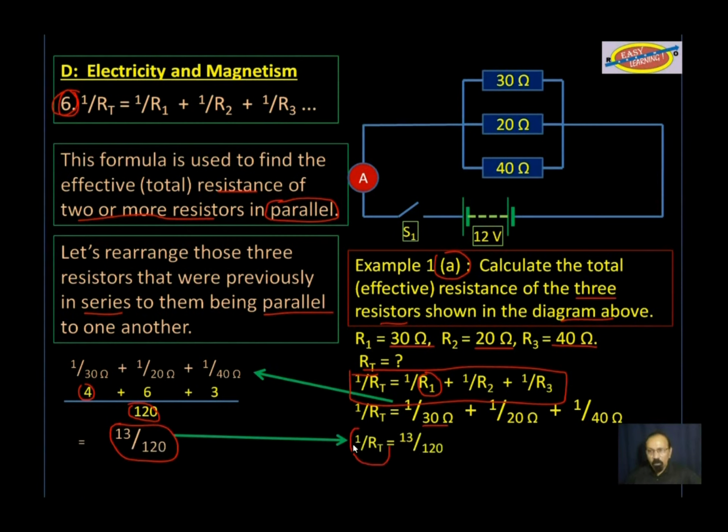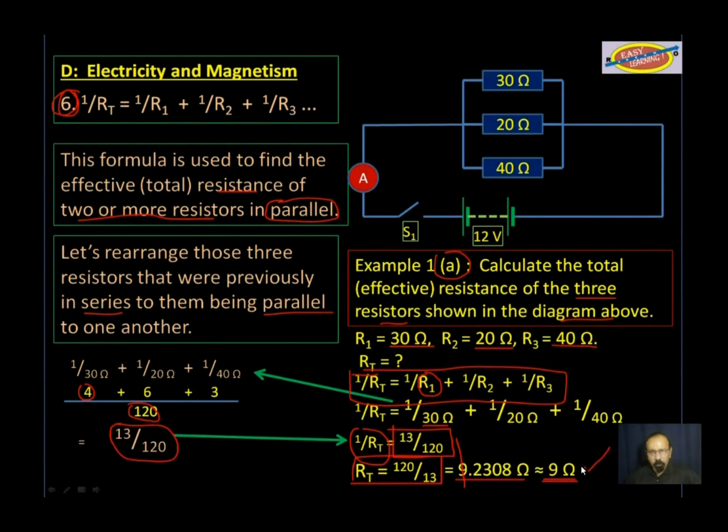So we have 1 over R total is equal to 13 over 120. We invert both sides of the equation, and we get R total is equal to 120 over 13. We work that out, and we get 9.2308 ohms. That has too many significant figures. Our answer can only have one significant figure, so we have to round off there, and we get 9 ohms.